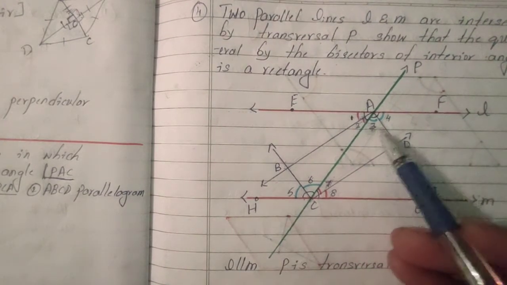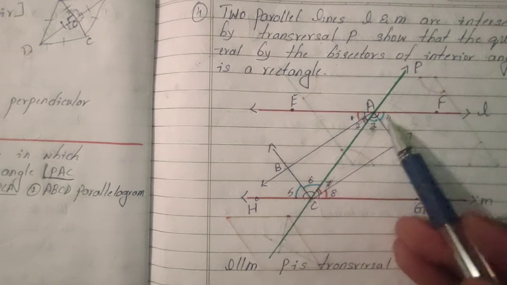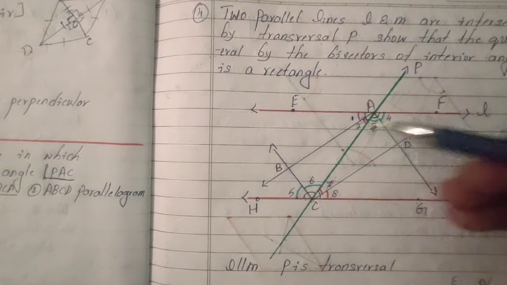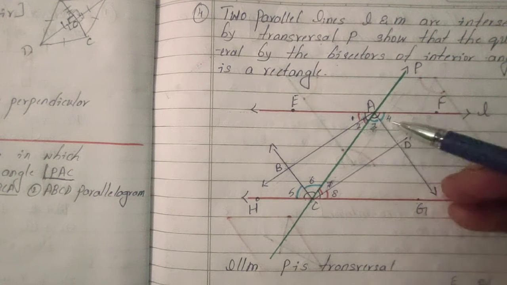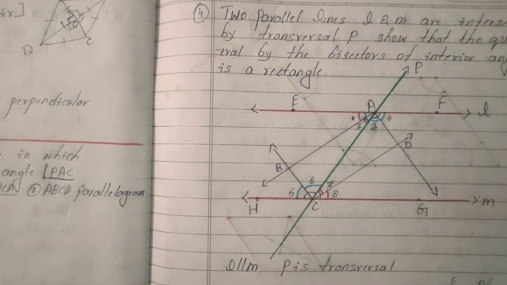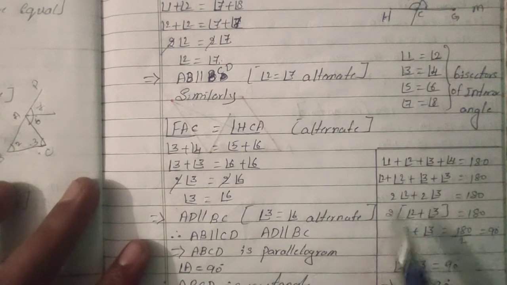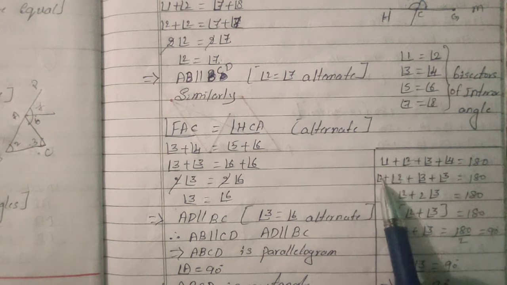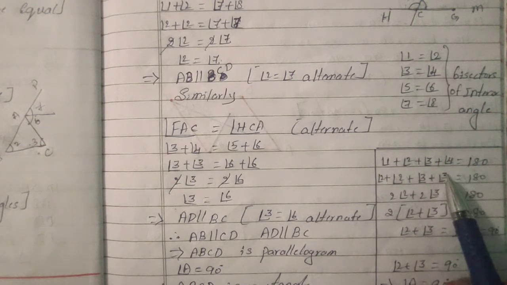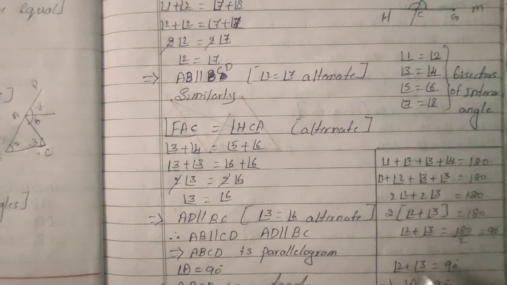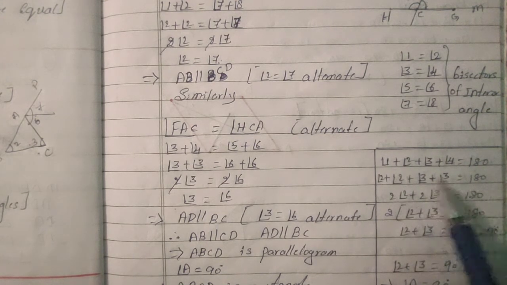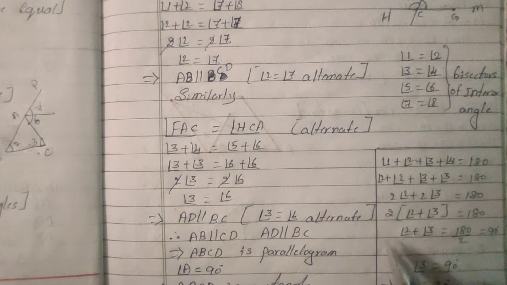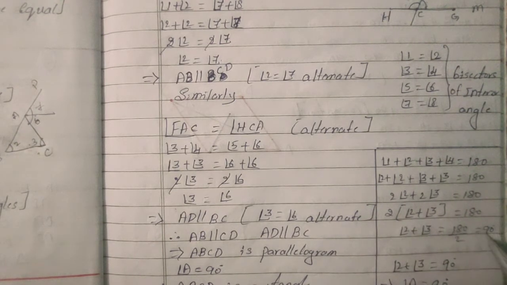These four angles, the sum is nothing but 180. Yes, 1 and 2 are equal, 3 and 4 are equal. In 1's place I will take 2, in 4's place I will take 3. So the sum of the 4 angles 1, 2, 3, 4 is 180. That is, 2 times angle 2 plus 2 times angle 3 equals 180. Take 2 common, angle 2 plus angle 3 is 180 by 2, which is 90.